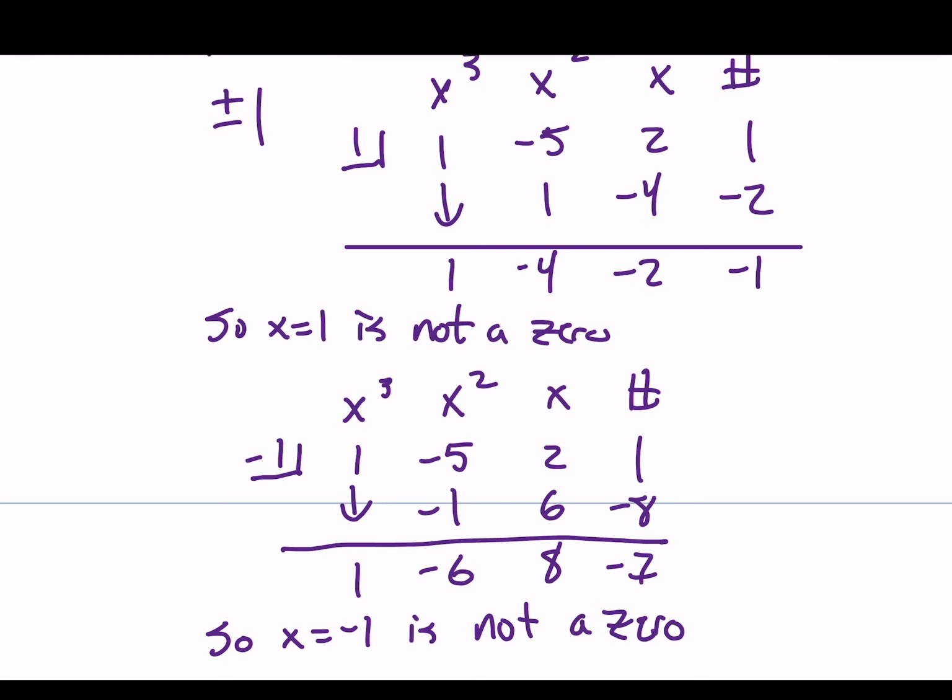So what does this tell us? Well, it tells us that in both cases, we have no rational zeros for this third degree polynomial. That means that all of our zeros are not rational. Let's try another example.